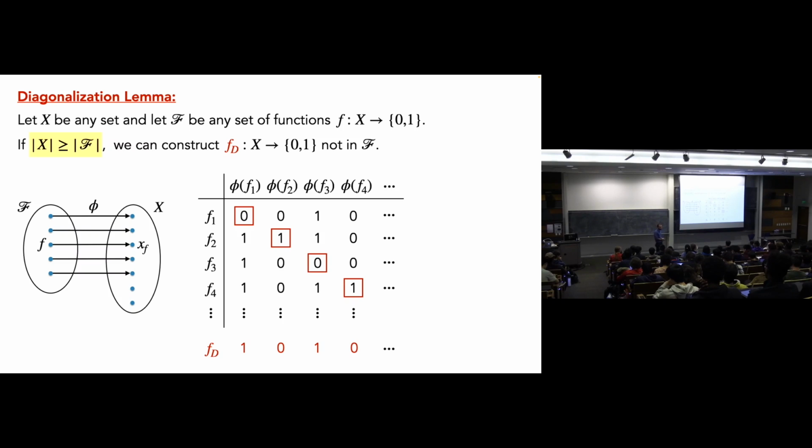Does this work when there's a bijection between both? Yes, so in most cases, there's going to be a bijection between X and curly F, and that would work, yes. Absolutely, good question.